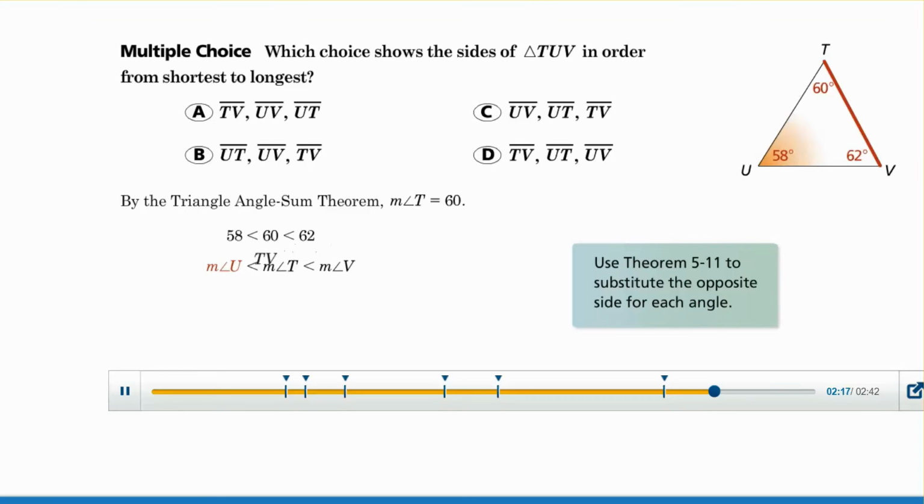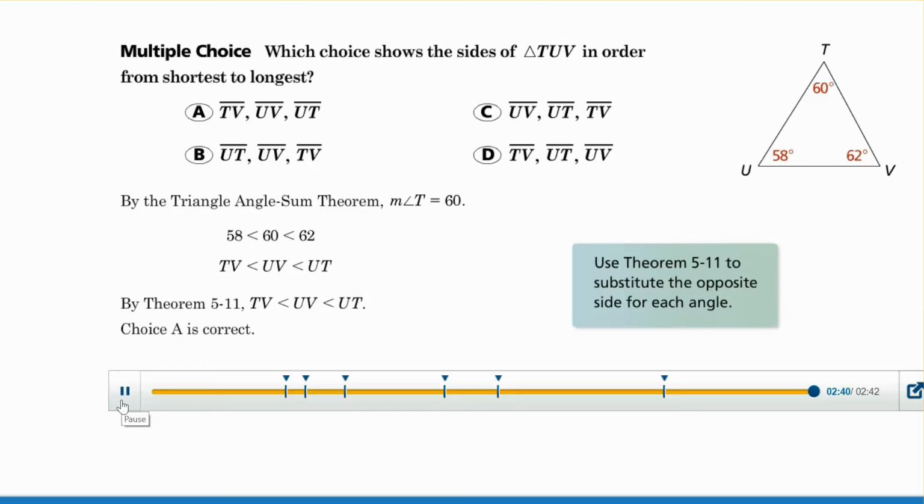Segment TV is opposite angle U. Segment UV is opposite angle T. Segment UT is opposite angle V. By theorem 511, the length of segment TV is less than the length of segment UV, which is less than the length of segment UT. Choice A is correct.